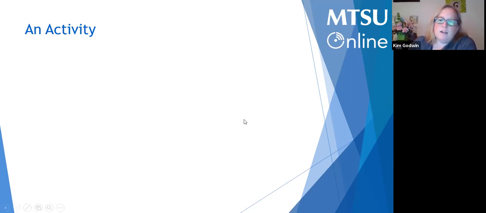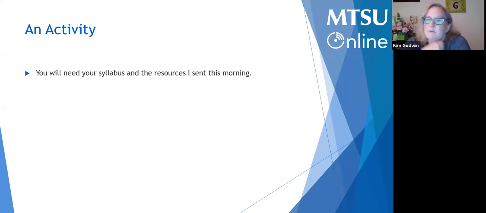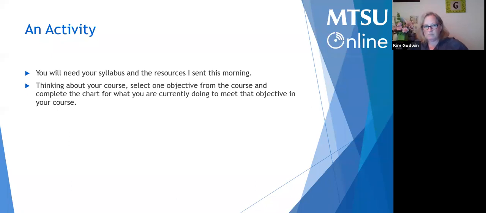Well, we'll go ahead and move on to our activity because I want to give y'all plenty of time to do this. Okay. You will need your syllabus and the resources that I sent you this morning. So thinking about the course, select one objective from the course. One. So looking at your syllabus, pick one learning objective from the course. And then using that chart, you will complete that chart. Now you'll see on that chart that there are the 6 learning objectives in there. I put them all in there, all 6 levels.